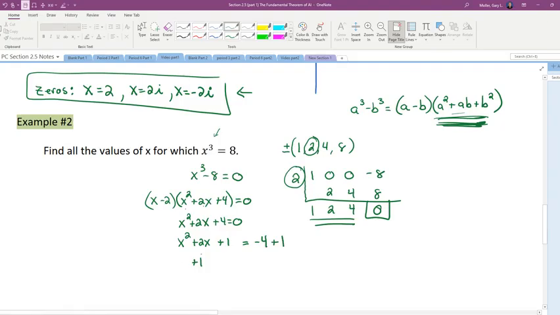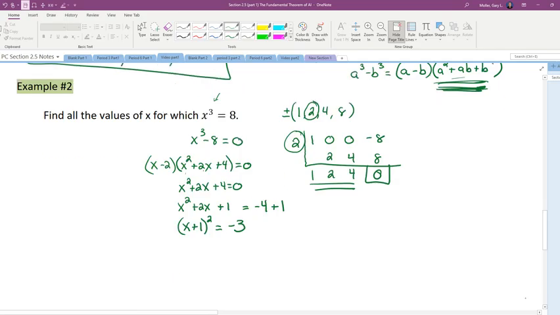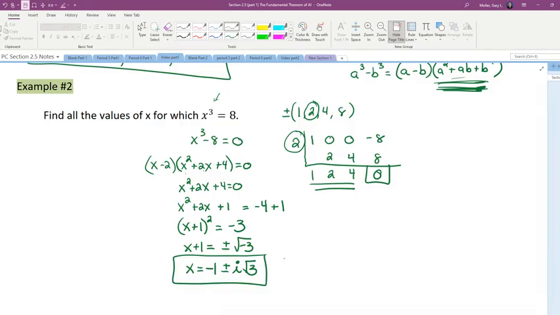This left side now factors because that's what I told it to do. And I see that I'm getting an imaginary answer because I take the square root, and I get an answer of x equals negative 1 plus or minus i root 3. So find all the values such that when we cube it, you're going to equal 8. Those values, of which there are 3 of them, are these two plus the one we originally knew. These are my zeros.